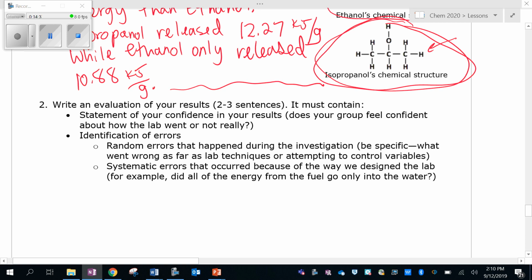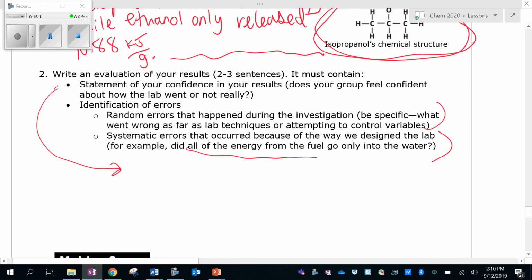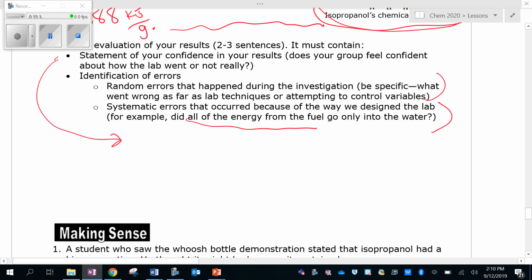And then how confident are you in your results? Sometimes groups just ran out of time, and so they were rushing, and so they don't feel really good about their data. So say something about that. Errors. Did anything go wrong with lab techniques, or were you not good at keeping the distance the same between trials because you didn't measure it? What are some ideas you have about random errors versus systematic errors? We can't have all the energy go from the fuel to the water. The can got hot. There's a lot of energy released to the air. So, with our setup, those are errors that need to be acknowledged.